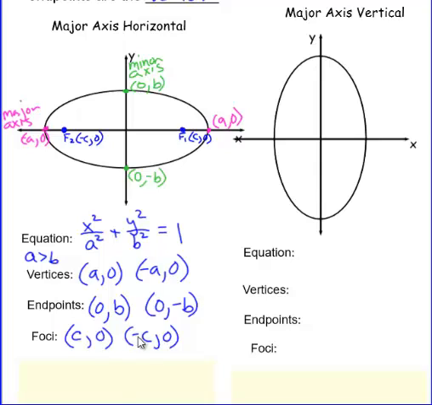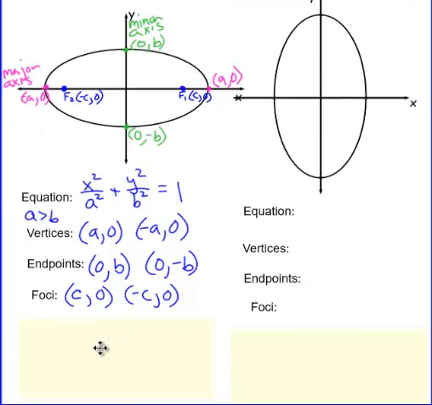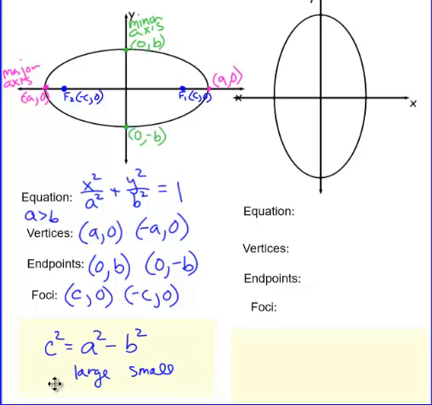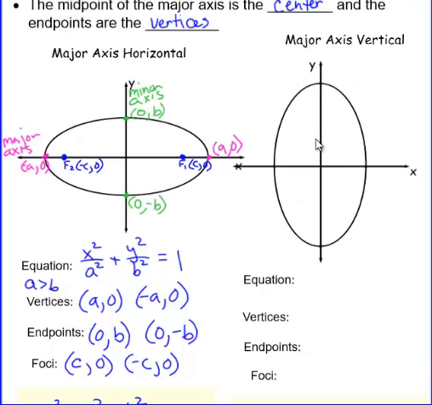Those are the values we use for the foci, and the foci are located on the major axis inside the ellipse. To find the foci, we use this calculation: c squared equals a squared minus b squared. So it's always the large minus the small, and it'll give us c squared. You take the square root of that difference, and that's how you find c. We'll do some examples in a little bit. Now let's look at the vertical ellipse. The major axis is now on the y-axis, and we're still going to use the A labels for that.